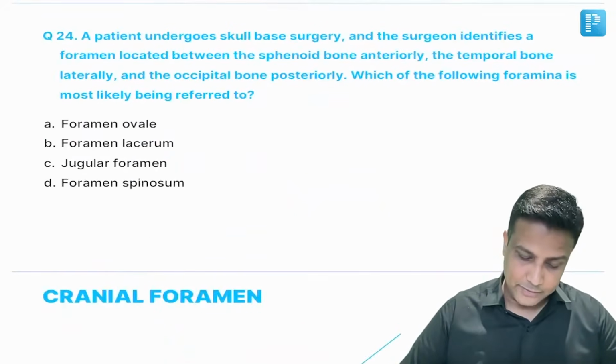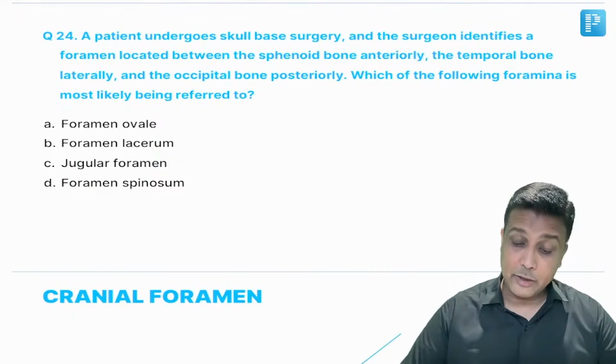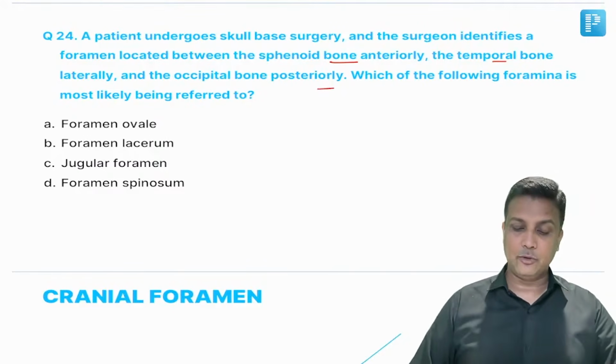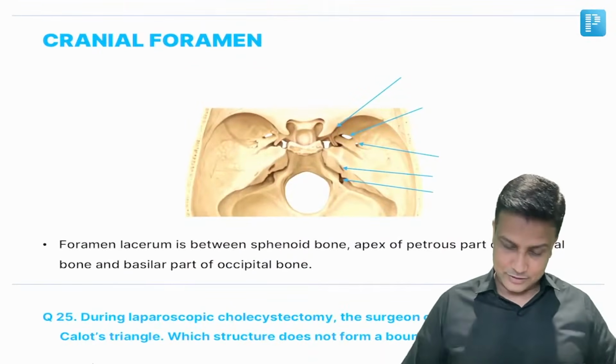Next one, my dear friend. A patient undergoes a skull base surgery and the surgeon identifies a foramen located between sphenoid bone anteriorly, temporal bone laterally, and occipital bone posteriorly. Okay. That means the foramen present between the three bones.